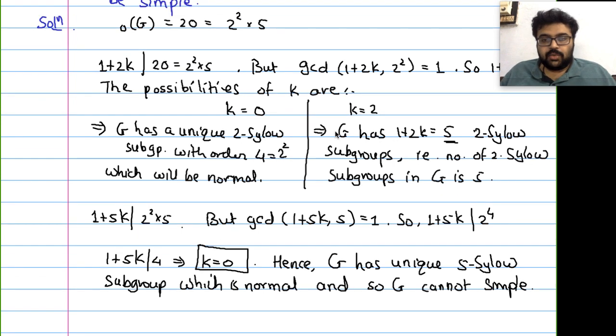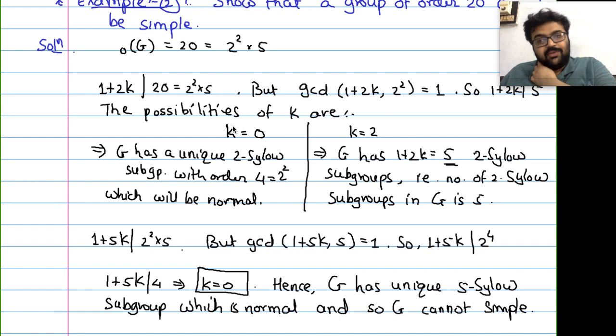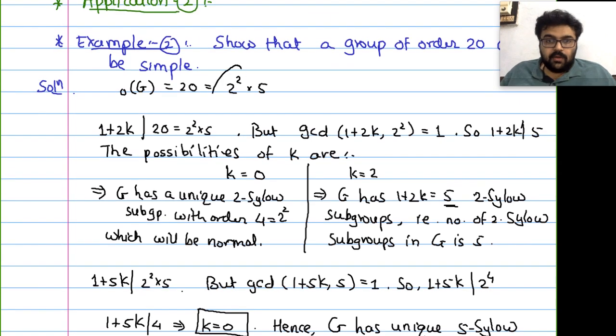But you see, there is a 2-Sylow subgroup. There are two possibilities. If k equals 0, then it is unique, then it is normal. But if k equals 2, then there are 5 different 2-Sylow subgroups. That means 5 subgroups of order 4.